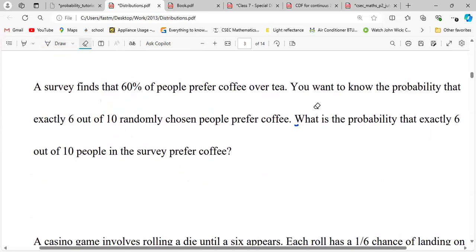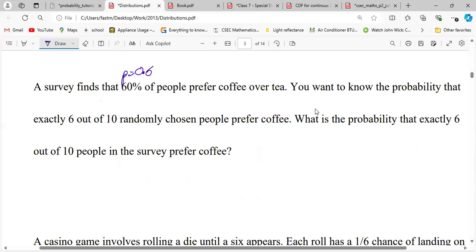So that's doing it quickly, because you know how the question is worded. They gave us a probability here. We don't know if it's a success or failure as yet. They said 60% of people prefer coffee over tea. So that gave us a probability. We don't know if it's a success or failure as yet, but we will just write P for now.